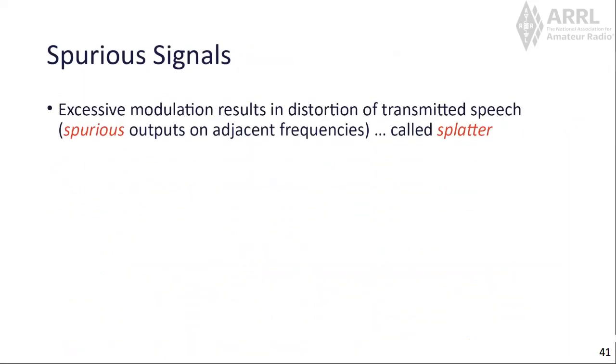Spurious signals. Excessive modulation results in distortion of transmitted speech. That's screaming in the microphone, turning the microphone gain up too high. Spurious outputs on adjacent frequencies is called splatter.